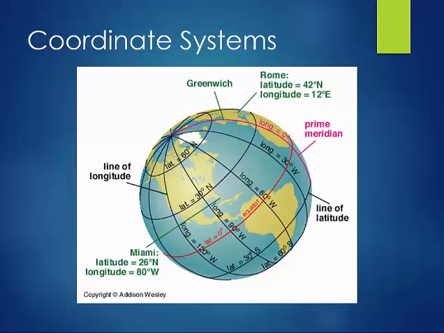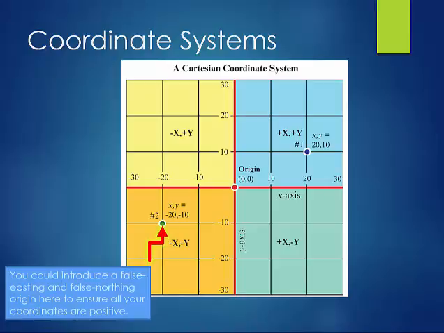A projected coordinate system uses the map projection to define how positions on the Earth are transformed onto a paper map. We'll talk more about projected coordinate systems in the next video in the Week 4 series. A Cartesian coordinate system is one that assigns two coordinates to every point on a flat surface. With a Cartesian coordinate system, you'll have an assigned origin of 0, 0. Points can have both positive and negative values. This might introduce the need for a false easting and/or a false northing.